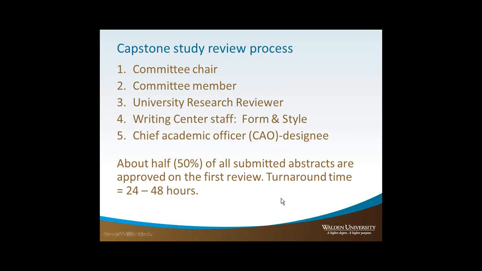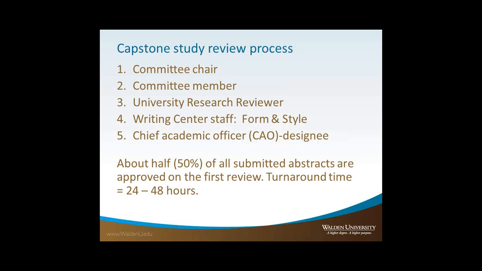And about half of all submitted abstracts are approved on the first review. And I might approve them with revisions or approve without revisions. Most abstracts that I see that are approved the first time, I require several revisions, but it's only because of some cosmetic errors or some writing-related errors. Nothing substantive needs to change if I can approve something on the first review with revisions.